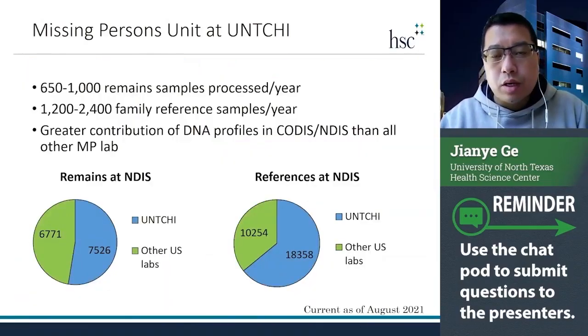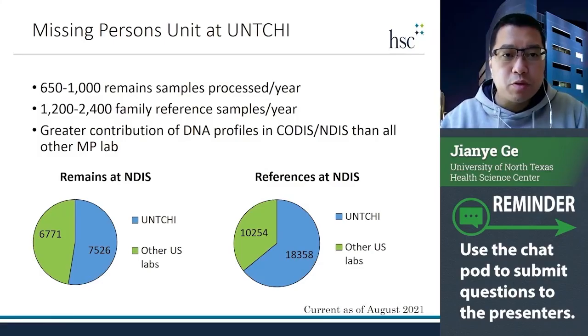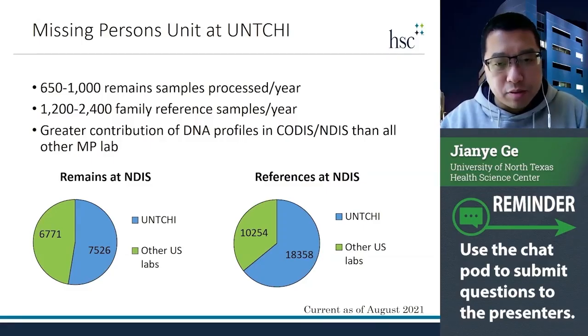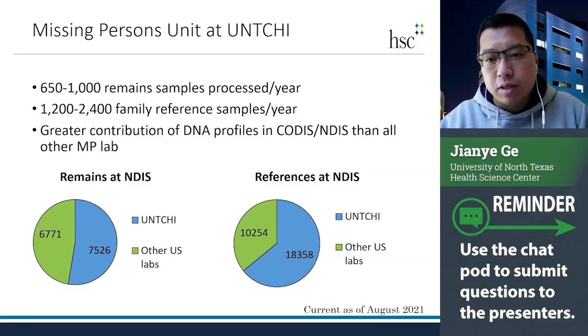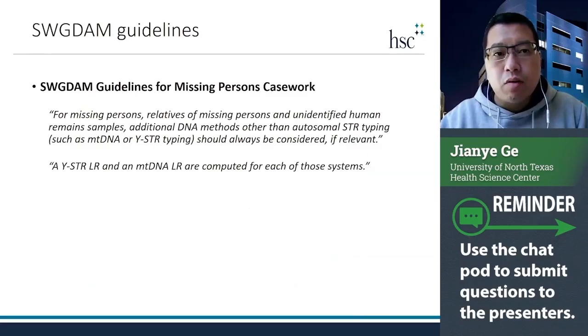So in our center, UNTCHI, we have a missing person unit. This unit processes hundreds of human remains samples and more than 1,000 family reference samples every year. As of last summer in NamUs, we contributed more than 50% of the remain profiles and about 65% of the reference profiles in NamUs. So we process lots of missing person cases, and for those cases, we follow the SWGDAM guideline to interpret the Y profiles.